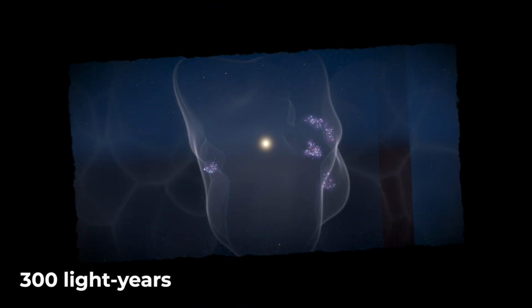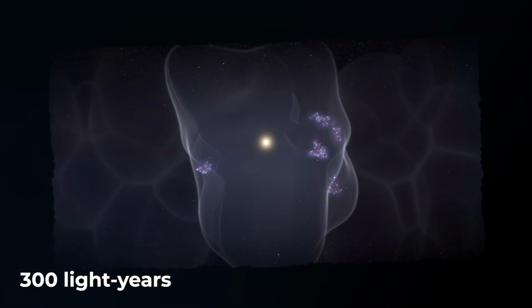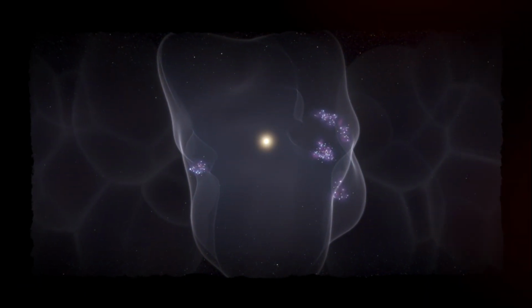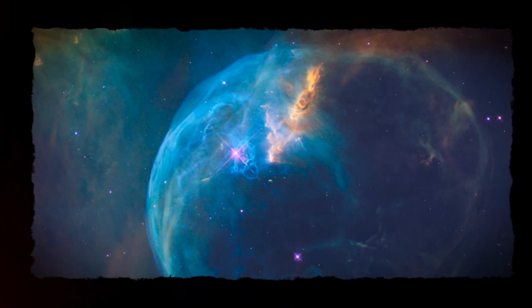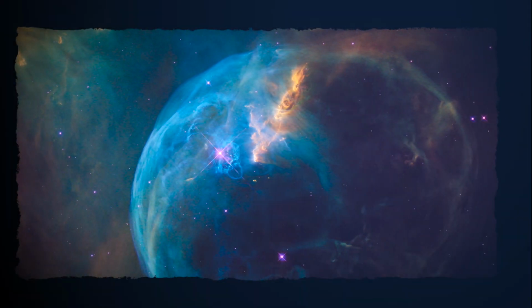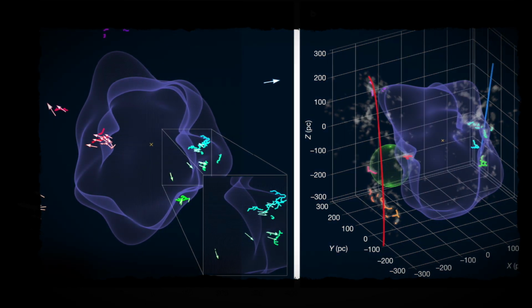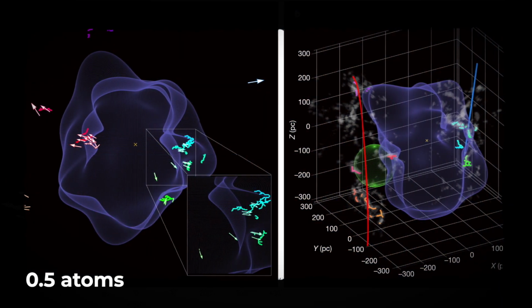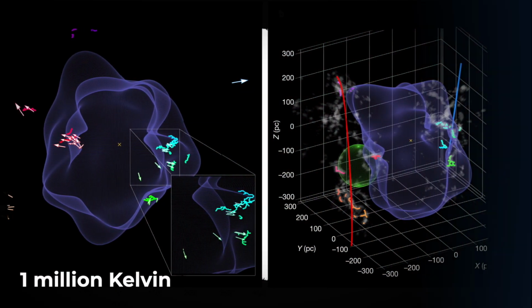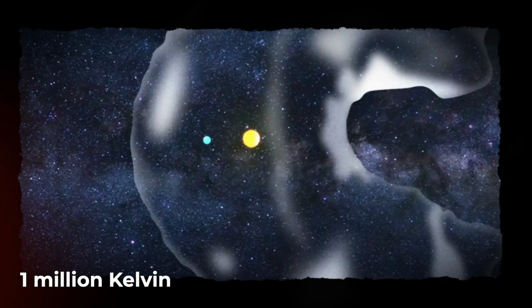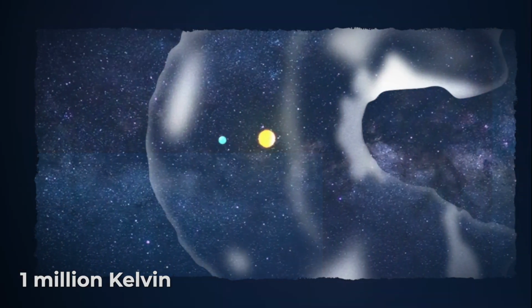This structure stretches over 300 light-years and is primarily composed of neutral hydrogen. The gas density in the local bubble is about 1/10 of the average density of the interstellar medium, which is 0.5 atoms per cubic centimeter, and its temperature reaches around 1 million Kelvin, making it a source of X-ray radiation.